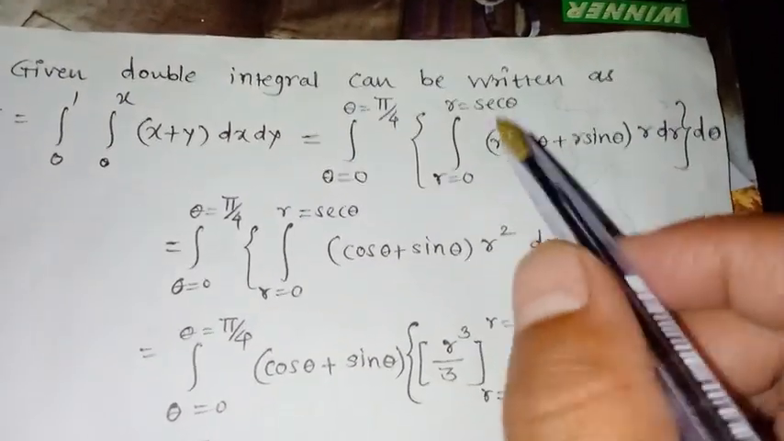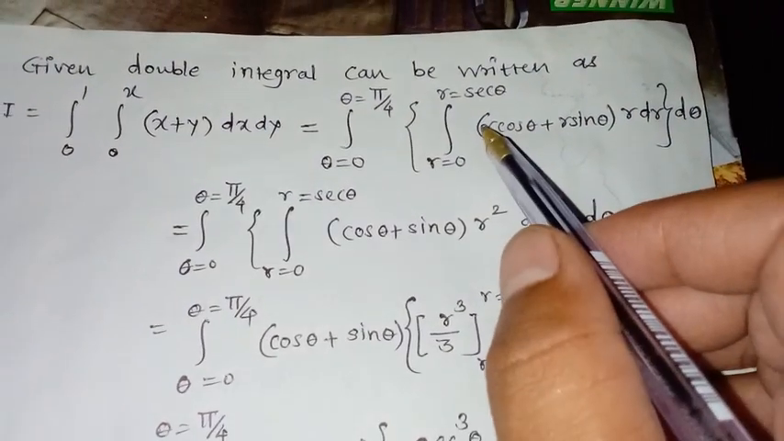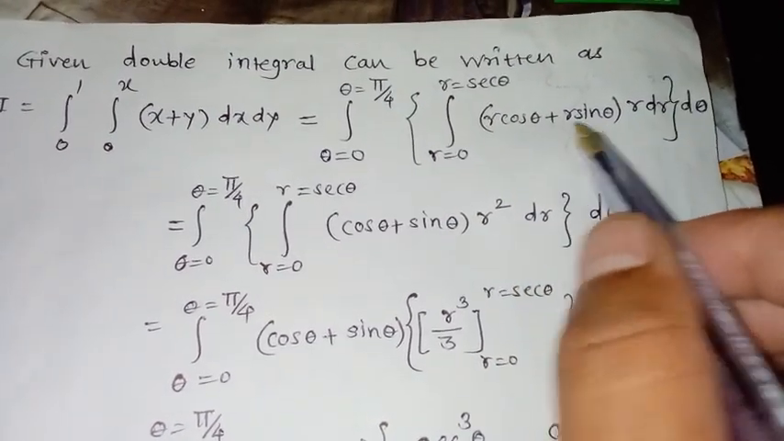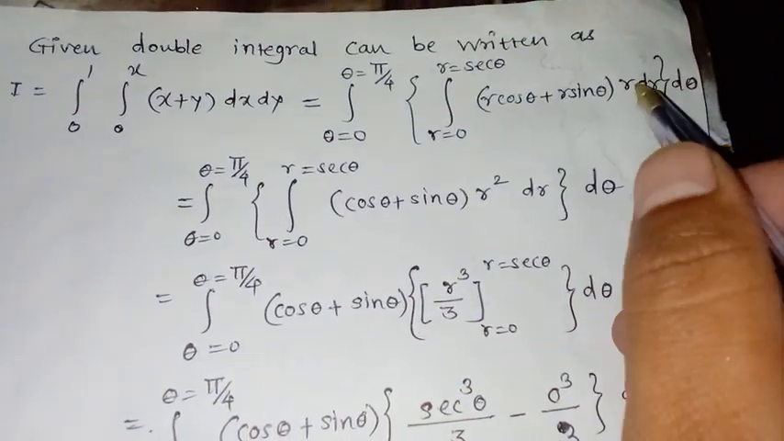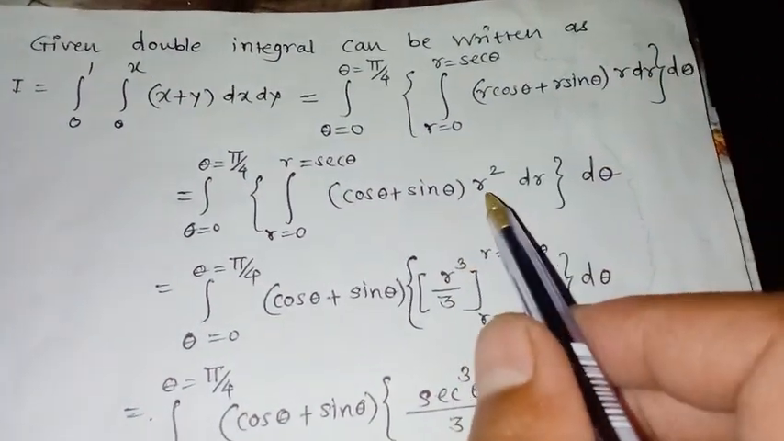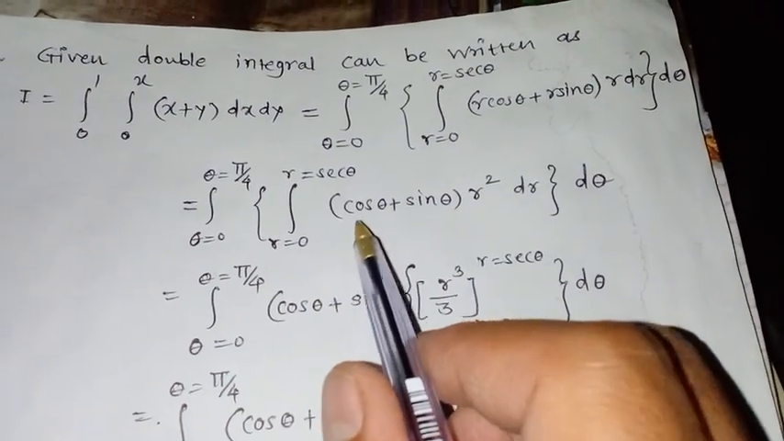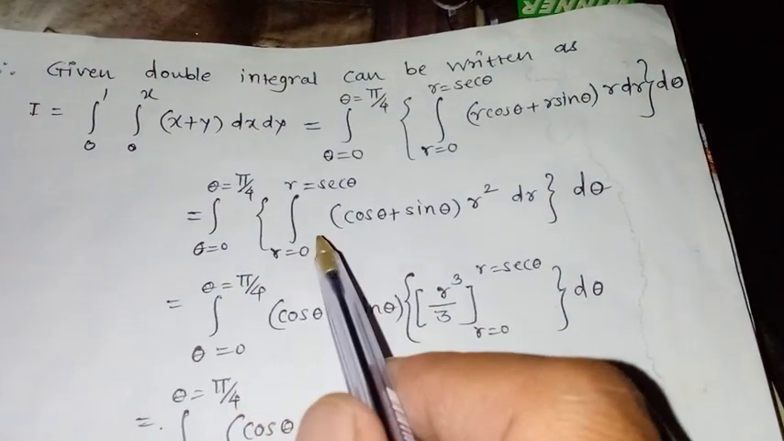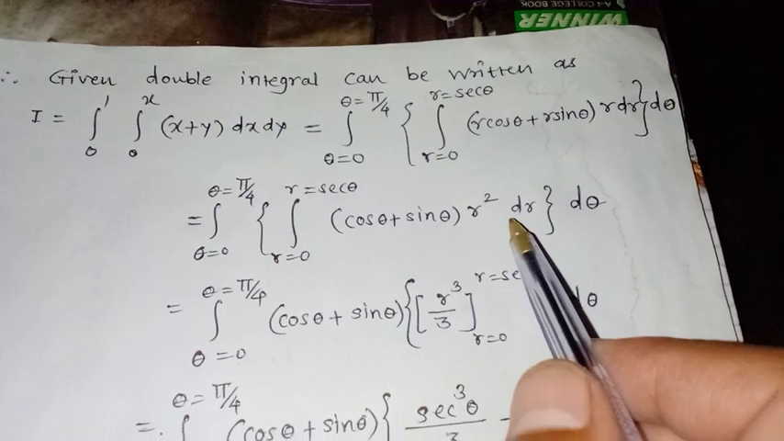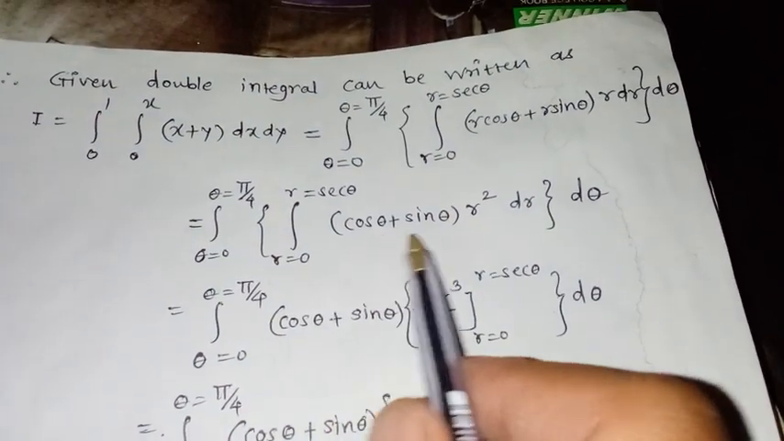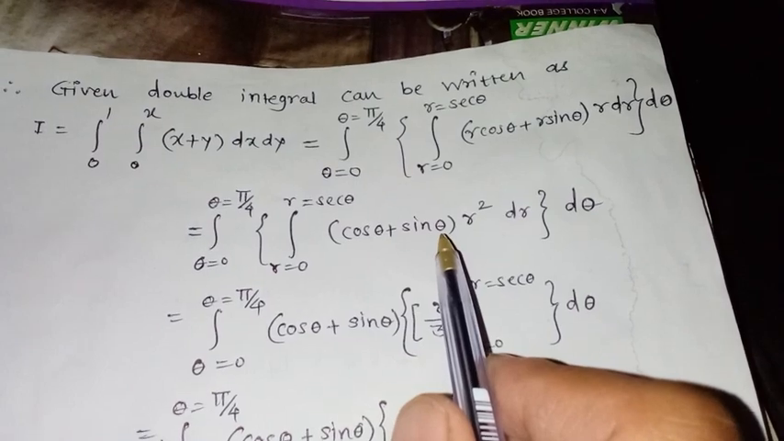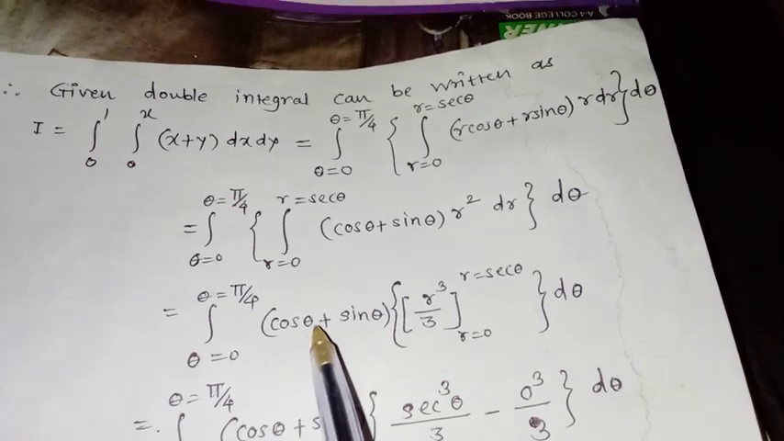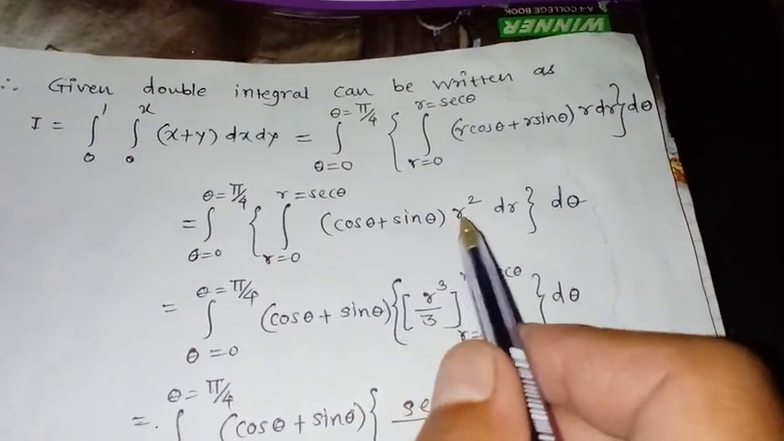Now we are going to solve the integrals one by one. So here, in r cos theta plus r sin theta, we can take r common from both terms. If I take r common, then this r and this r will give r square. So this term will be cos theta plus sin theta into r square dr. Now this inside integral is with respect to r, so for this integral cos theta plus sin theta will be constant. So we can take this cos theta plus sin theta outside, and the remaining part will be r square.